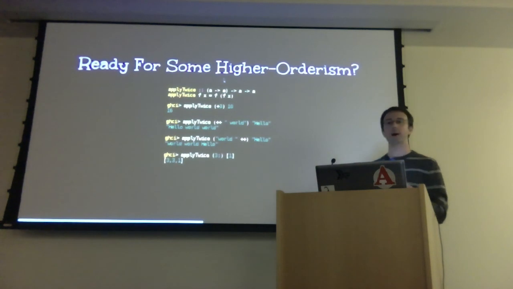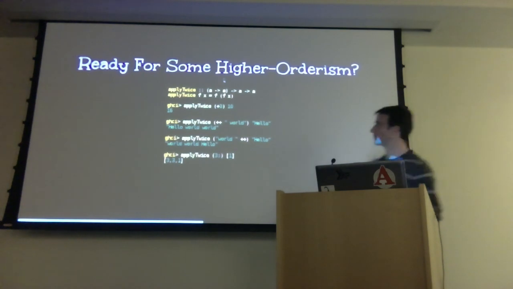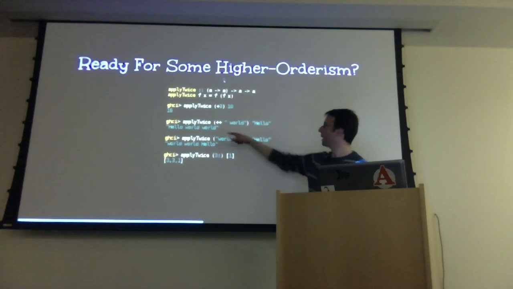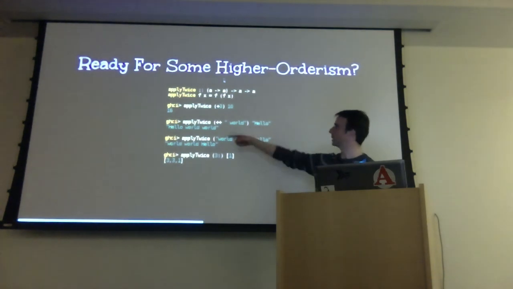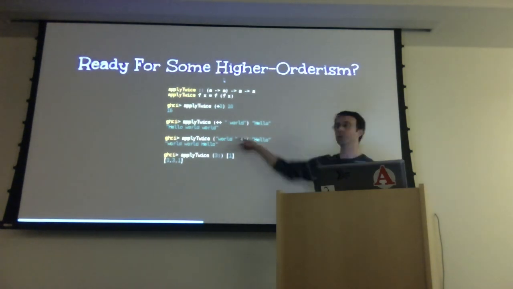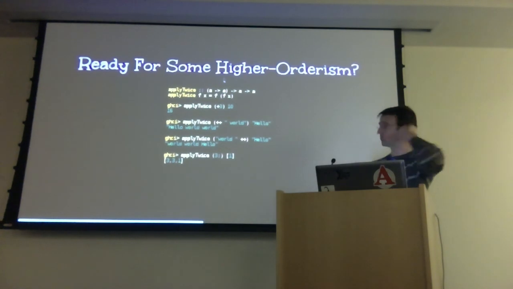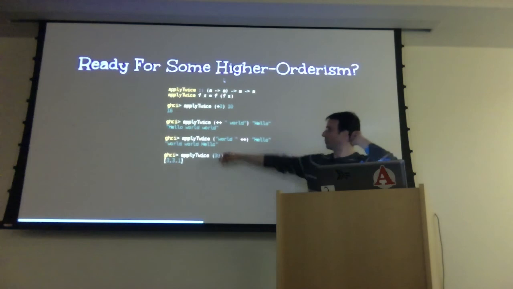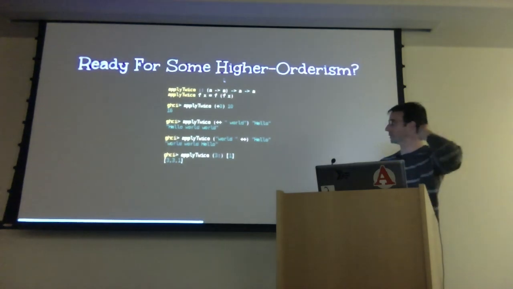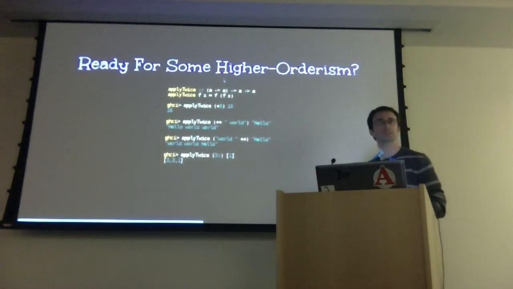And I remember what I said, for the infix functions, you can pick the side that you want. Here's an example: apply twice of concatenate world to hello is hello world world. But if I put world in front of the concatenation, you get sort of what you'd expect. It's flipped. And you can apply cons twice, so you can build a list.